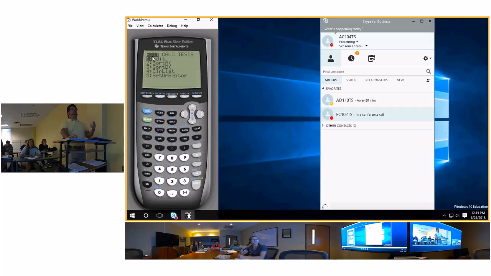Whenever you hit, and this is what you put in your notes, stat and edit. When you hit the stat button and the edit, you're basically opening up the spreadsheet. Just think of this as an Excel spreadsheet. You put any numbers you want to. The first column is considered the X column. The second column is considered the Y column.